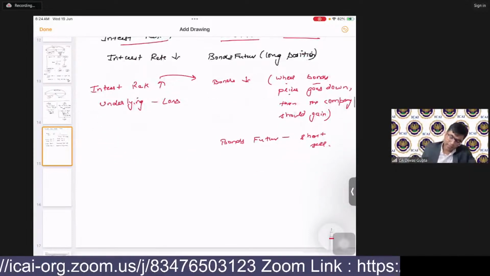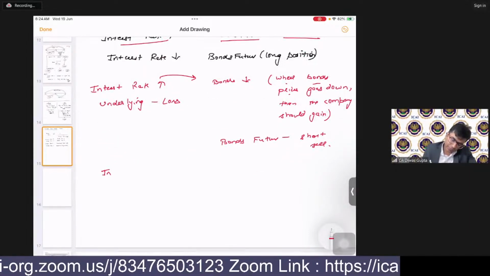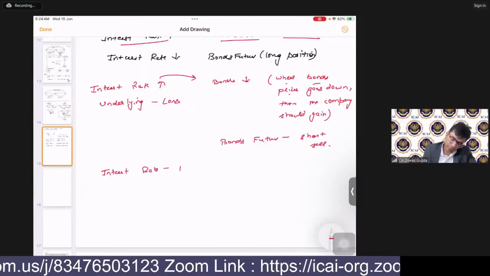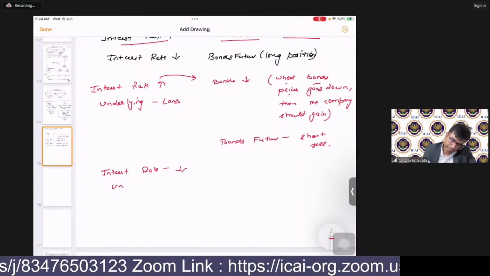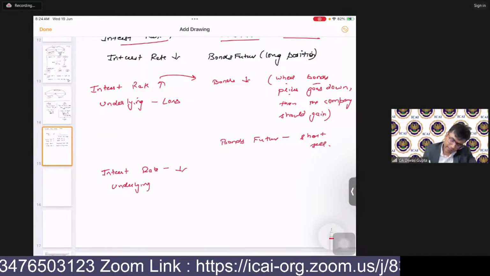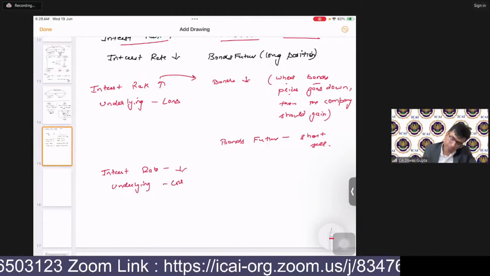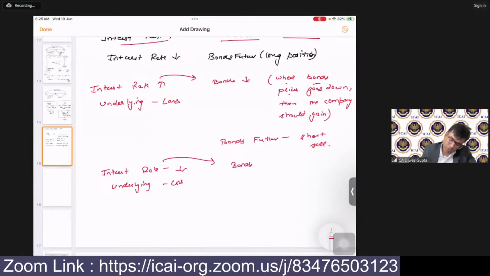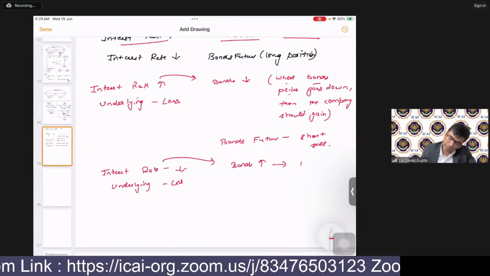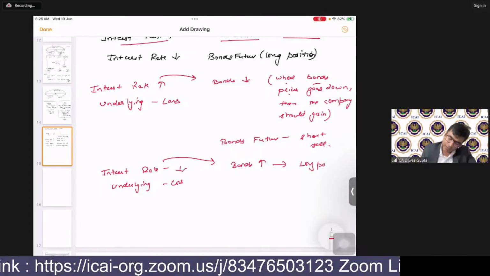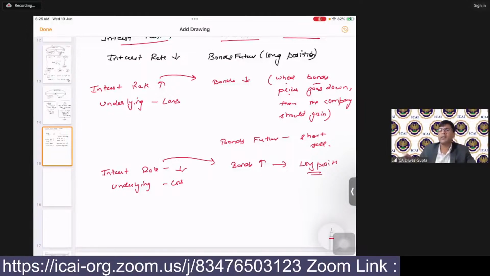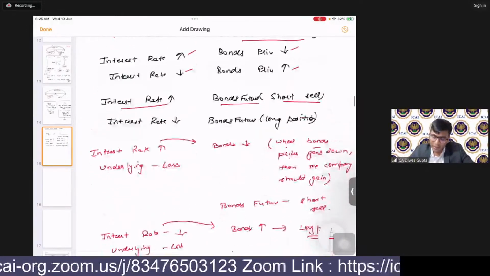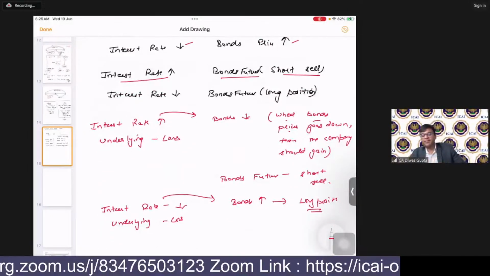In case the interest rate is going down, and with this I will incur a loss in the underlying, then I should expect the bond prices to go up. For this, I have to take a long position here. Clear, students? So the strategy is clear, right? How we can devise the strategy.